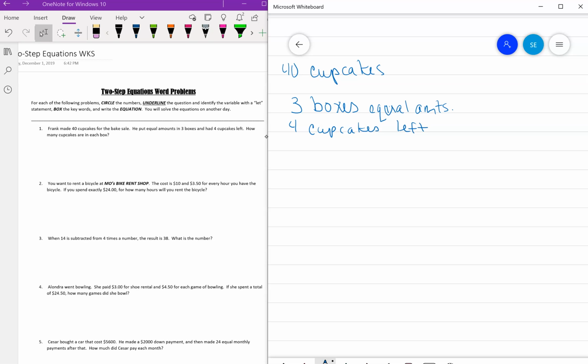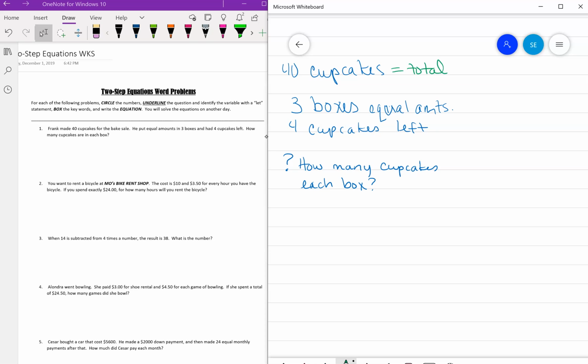So 4 cupcakes left. It wants us to know how many cupcakes are in each box. So here's my question mark. How many cupcakes in each box? That's what we don't know. So first I have to ask myself, is there a total anywhere in here? I see 40 cupcakes, so that must be my total. So I'm going to say this equals my total.